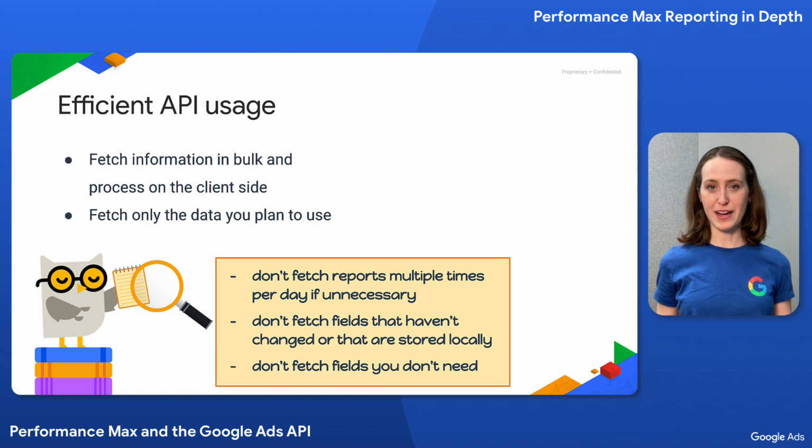The other usage pattern is to avoid fetching data you don't need to minimize data transfer size and latency. For example, don't fetch reports multiple times per day if you only need daily freshness. Don't fetch fields that wouldn't have changed, and instead store that info in your database. And don't fetch fields that you don't actually have a use for. Efficient use will not only reduce the likelihood that you run into any issues with rate limiting, but it will also help your reports finish more quickly and spare your resources.